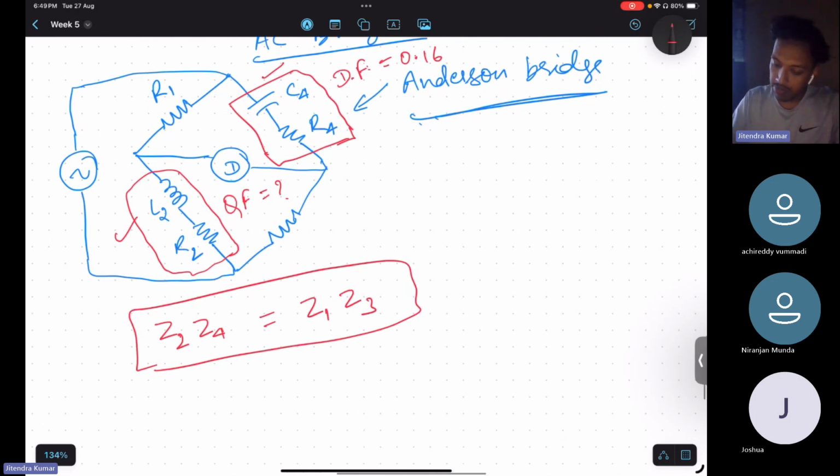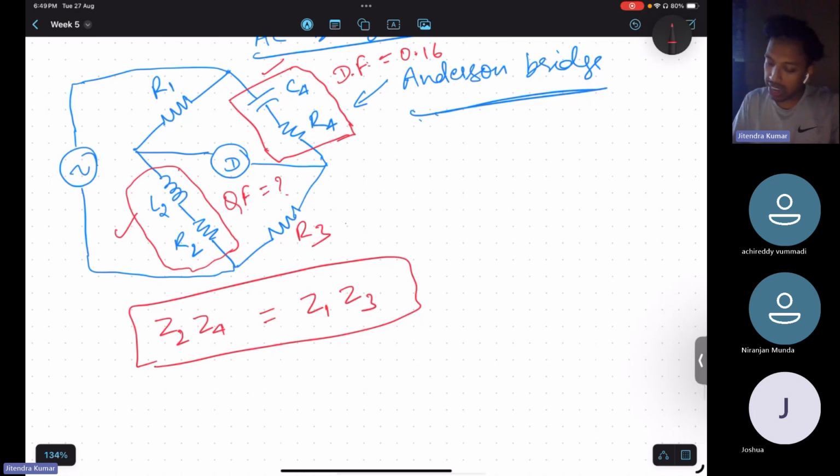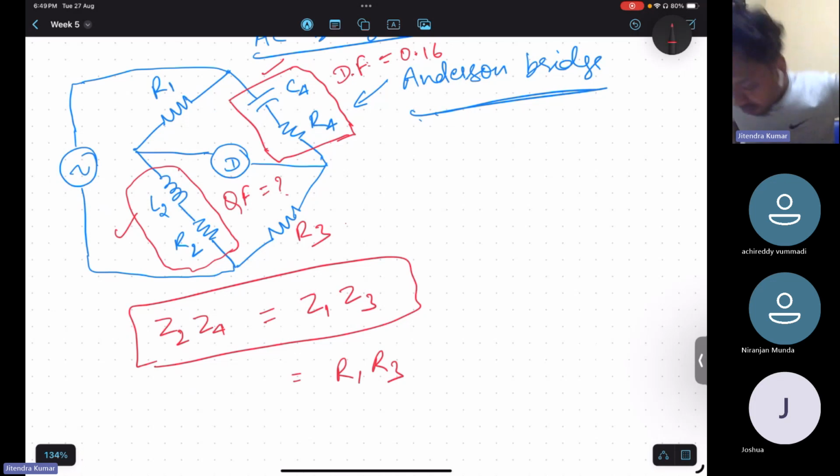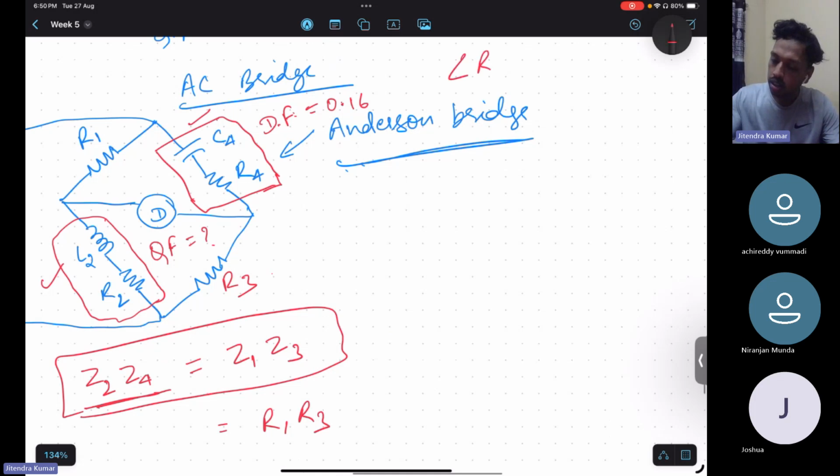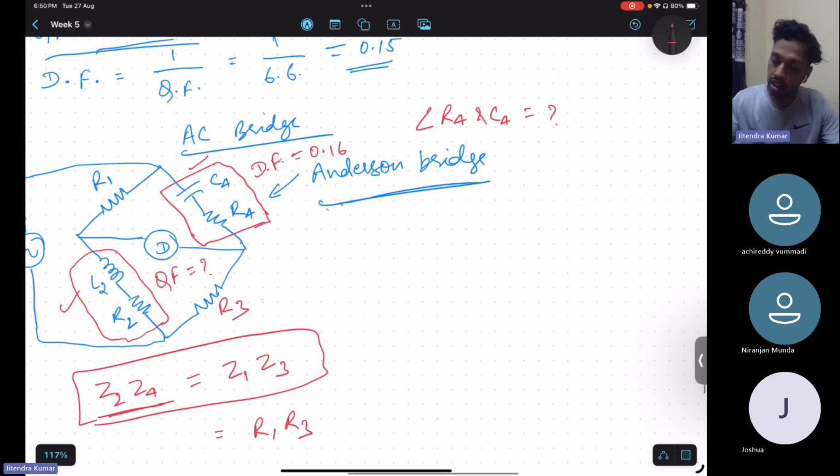Why? Because this is R3, and Z1 and Z3 are R1 and R3. Z2 and Z4 have AC components, and they will have an angle. So Z2 and Z4 have AC terms, and we need to focus on these AC terms. Since we are given the dissipation factor, it means indirectly we know the angle between R4 and C4. Yes, we can easily calculate that angle.